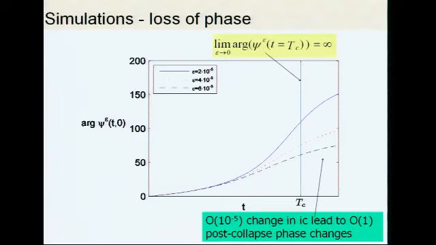And as we said, why is that? Because if you look just at Tc, at the singularity, the phase goes to infinity as epsilon goes to 0. So if here it goes to infinity, here you lose the phase information.